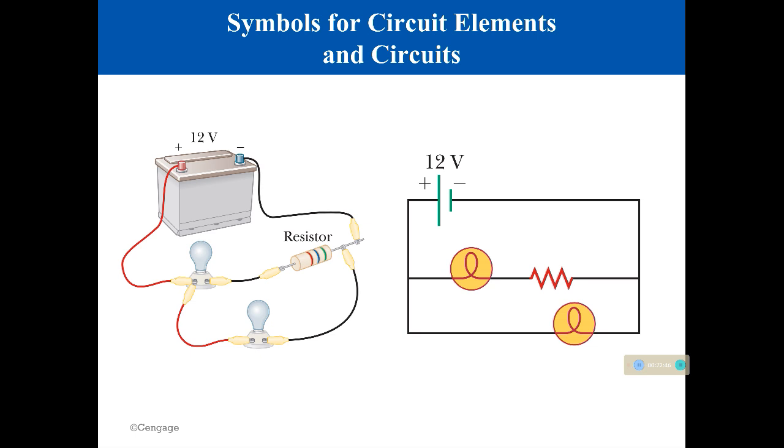A light bulb, actually, I'll tell you right now, is really just a resistor. It's a resistor with a circle around it. So this is one symbol for a light bulb. The other symbol that you can use for a light bulb is just a resistor with a circle around it.